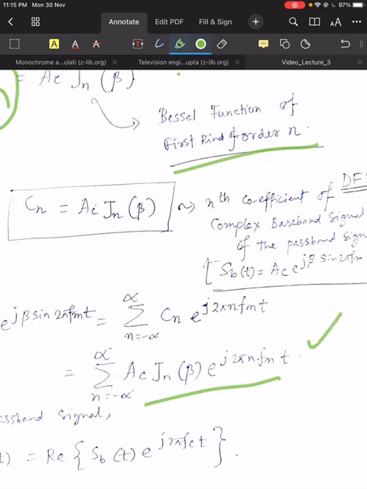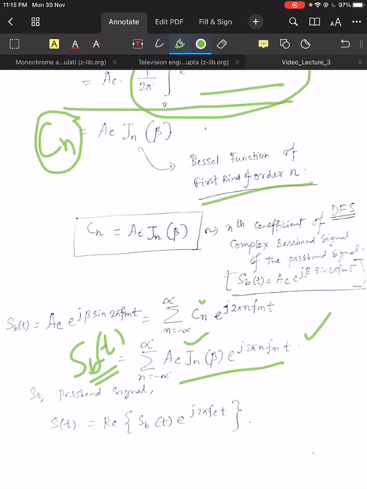So this is the equation for s_b(t). This is the baseband complex baseband signal, and it is an infinite Fourier series, right? Here we can just replace the expression for this c_n by these Bessel coefficients, right?